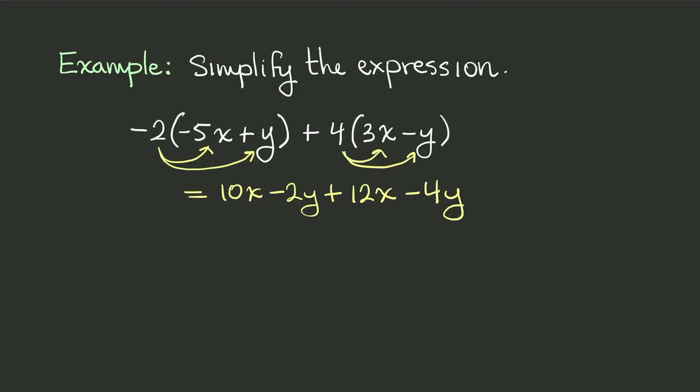Now this puts us in a position where we can combine like terms. Let's take the two x terms, 10x plus 12x, and combine those. That's going to give us 22x. And now we can take the two y terms, that's negative 2y and negative 4y. When we add those two coefficients, we'll get negative 6y.